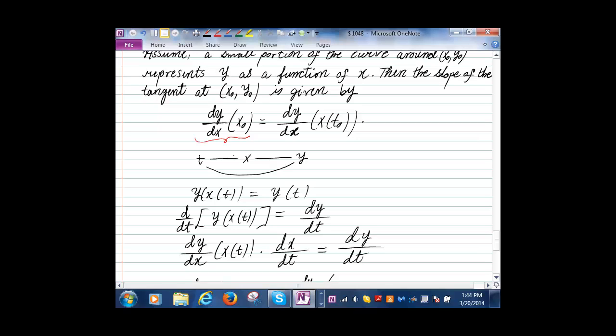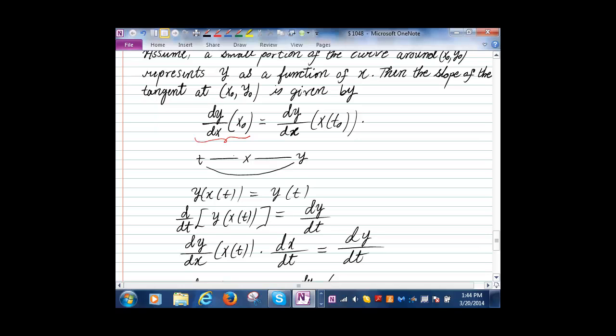I get the derivative of the outside with respect to t, evaluated at the inside, multiplied by the derivative of the inside, right? So notice that I have the derivative of the outside with respect to x, and then evaluated at x of t, multiplied by dx dt. Everybody's clear on that? So that's chain rule.